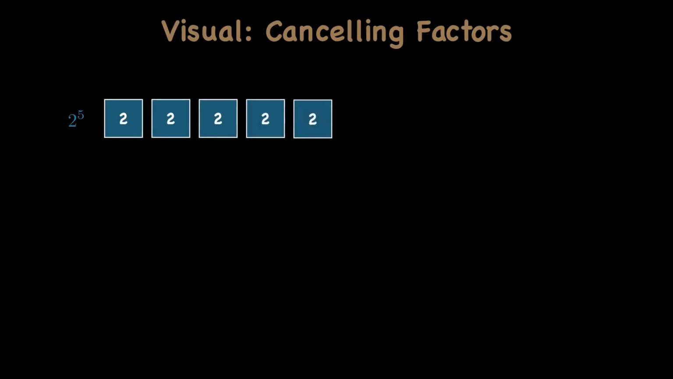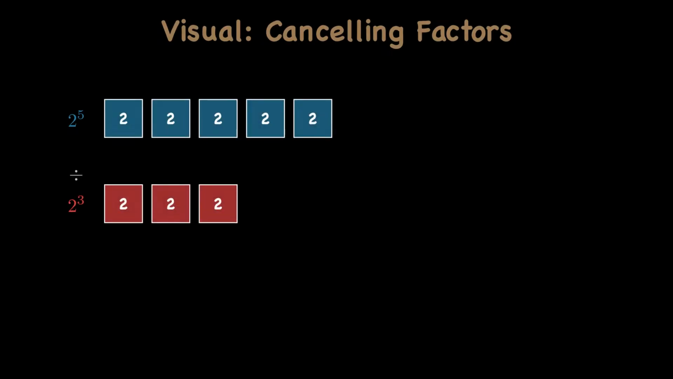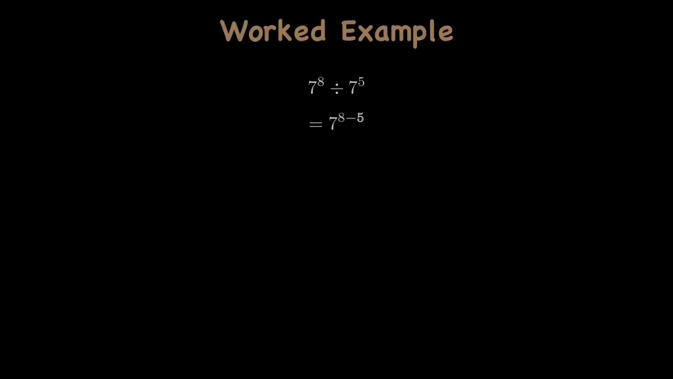Let us see it visually. 2 to the power of 5 has 5 2's. Dividing by 2 to the power of 3 cancels out 3 of those 2's. We cancel 3 pairs. We are left with 2 2's, which is 2 to the power of 5 minus 3 equals 2 squared.